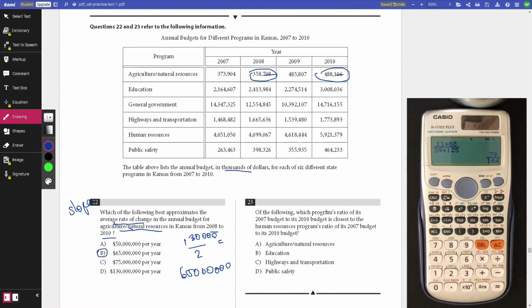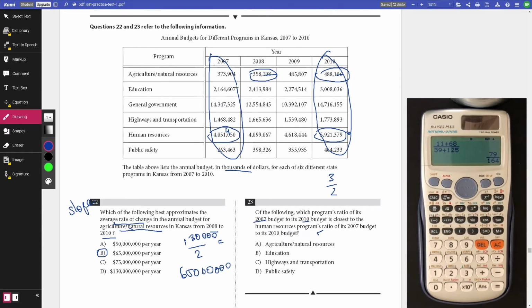23. Of the following, which program's ratio of 2007 to 2010 is closest to the human resources program ratio? So we're looking at these values. Human resources is this and this. This is about 6 million, and then this is about 4 million. So 6 divided by 4 is 3 over 2. So we need to find a number with a similar ratio.